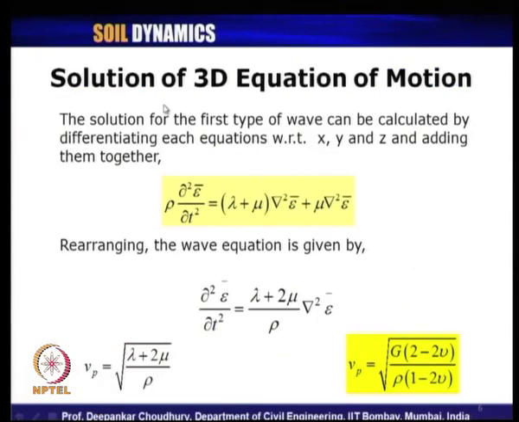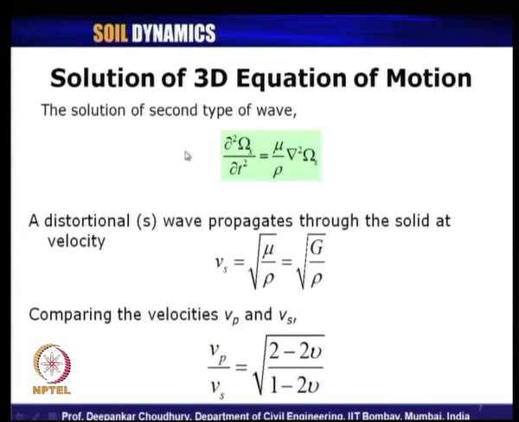Then to obtain the solution for the 3D equation of motion, what we had obtained, in the first slide today I have shown. So, the same thing for the first type of wave, we have obtained the wave equation, and in that we have expressed the primary wave velocity V p in terms of two Lami's constants and density of the media like this, and in terms of shear modulus and Poisson's ratio and density of the material, the V p is expressed by this expression.